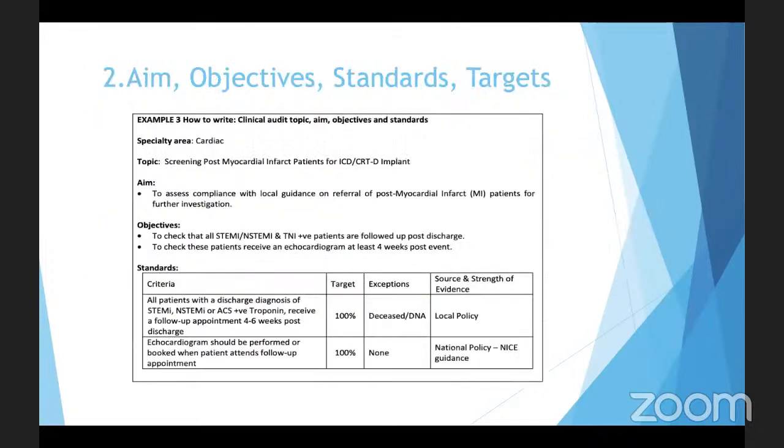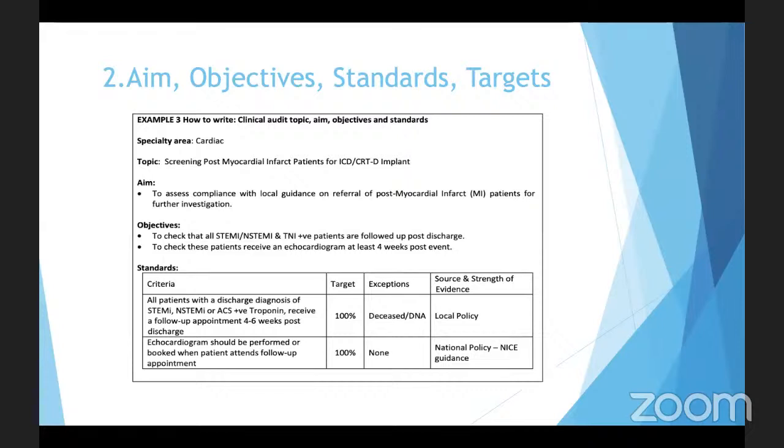Uske baad, we're going to define our aim, which is the general aim, and then it's broken down into some objectives. Then we are going to identify our targets as well. So isko main explain karti hu is table ko. Let's say we have a clinical audit on screening post-MI patients for whether they should get an intracardiac device implant.